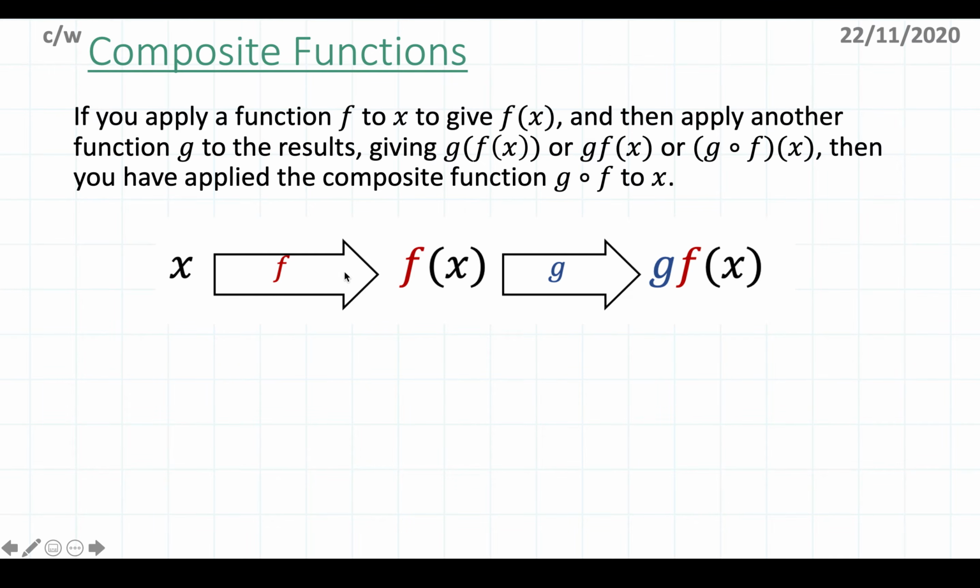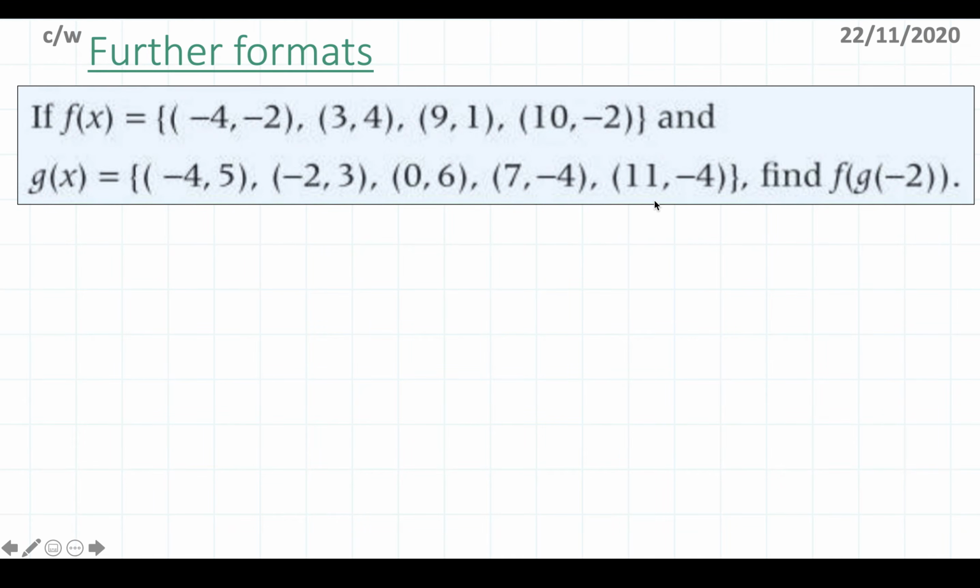So you can use this arrow kind of thing. x goes into the function f, you get f of x, and then f of x becomes the input of g, and so you get g of f of x. Now, there are other ways to talk about composite functions. One of them is using relations.